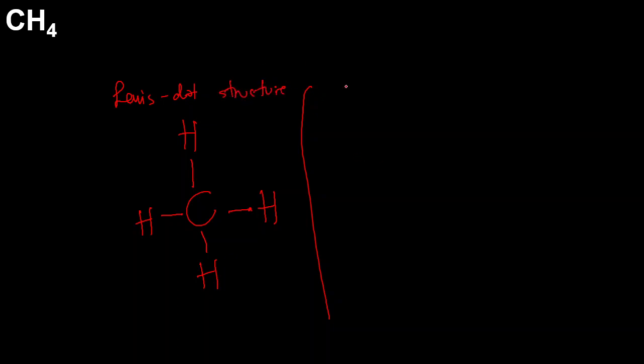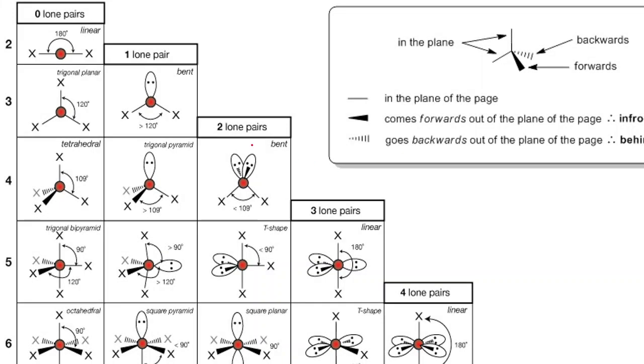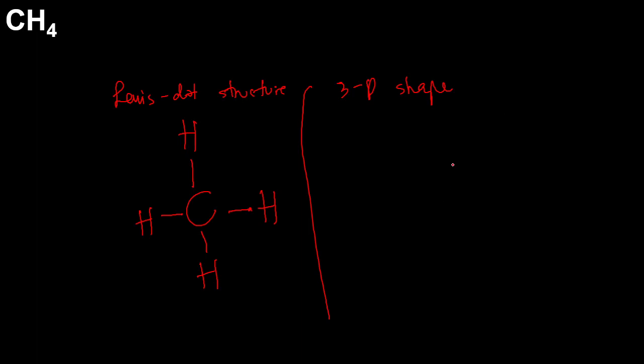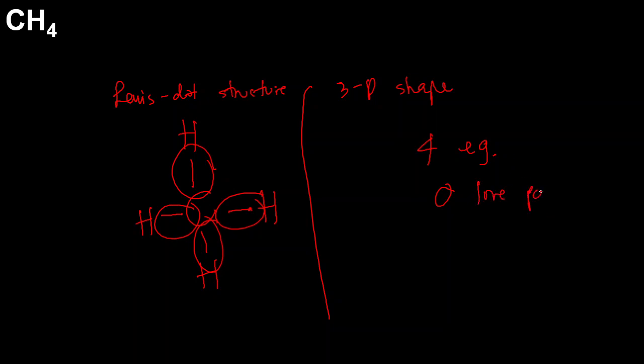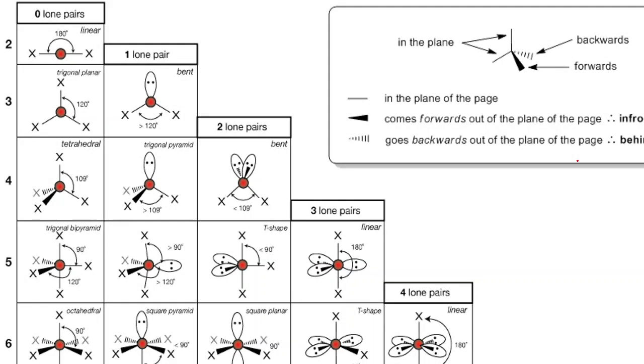Next, let's go to the VSEPR, or the 3D shape of this molecule. We have a guide for this. Let's count the number of electron groups. That's 1, 2, 3, 4. So we have 4 electron groups, and here we don't have any lone pair. Here we can look at this guide, and we can see that for 4 electron groups with 0 lone pairs, the shape is tetrahedral.